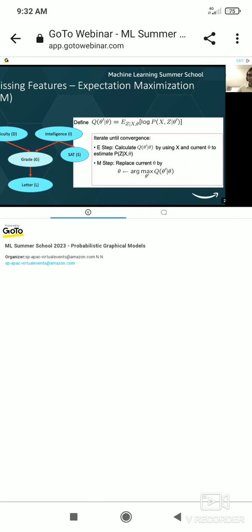For example, you get a better theta dash, and then you go and get a better estimate of z, and then you come back and get a better estimate of theta dash, and you do this iteratively until you get a good solution wherein the parameters have converged and you are able to address this missing features problem very effectively. So this is a very simplistic, over-the-top explanation of what expectation maximization is trying to do.